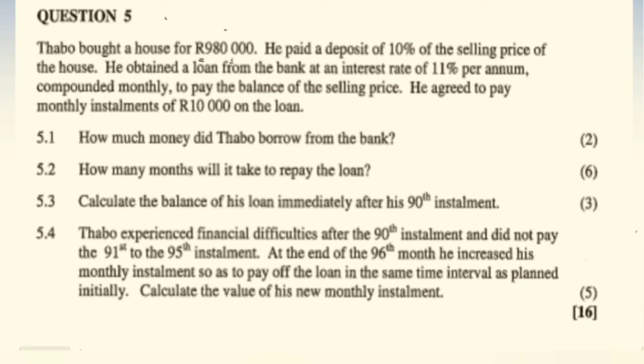Tabo experienced financial difficulties after 90th installment. After he paid 90th installment, he experienced financial difficulties and did not pay 91st to 95th installment. So from 91st to 95th, that is altogether 5 installments he didn't pay. At the end of 96th month, he increased his monthly installment so as to pay off the loan in the same time interval as planned initially. Calculate the value of his new monthly installment.